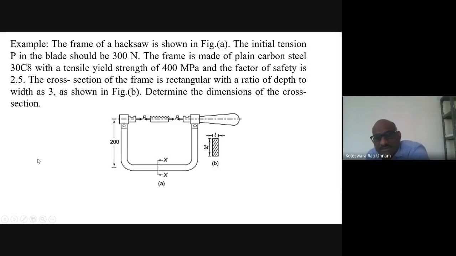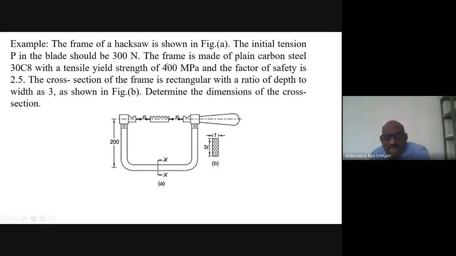So for that, this is the frame he has given. It is subjected to a force P here. But the section he is considering is here, the x-axis section. At this cross section, in order to avoid the failure of this frame, what should be the cross section dimensions required? So this is the design problem.